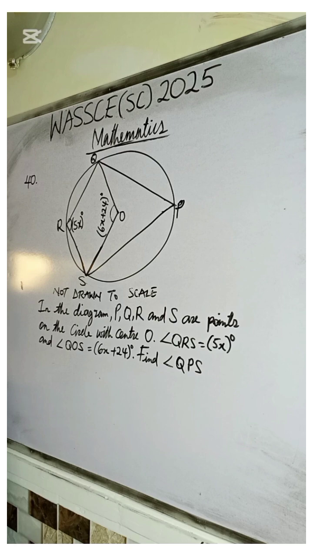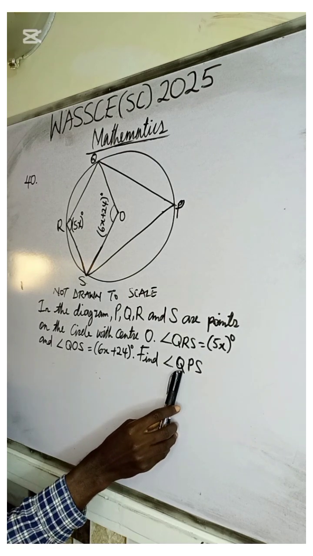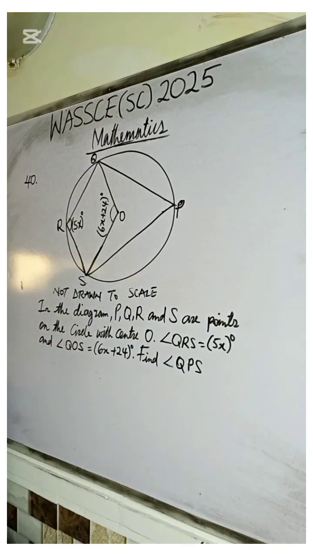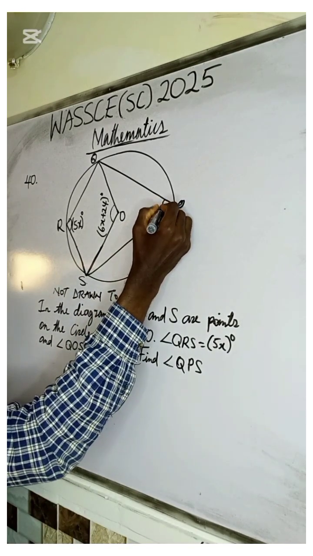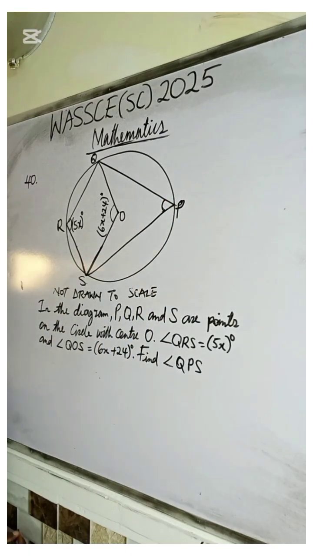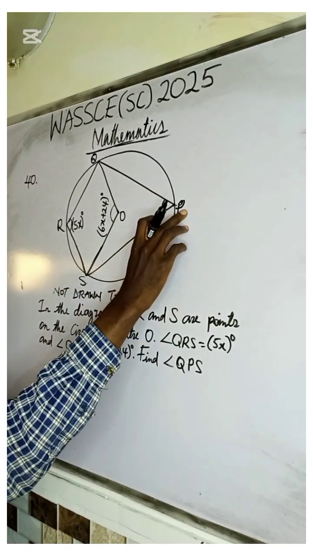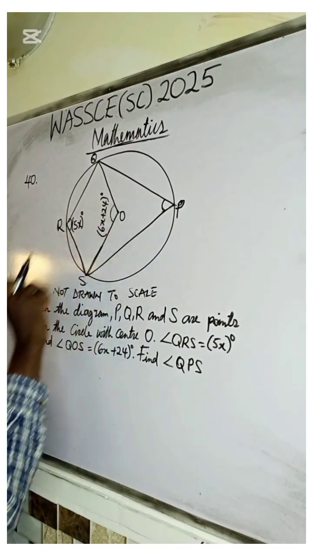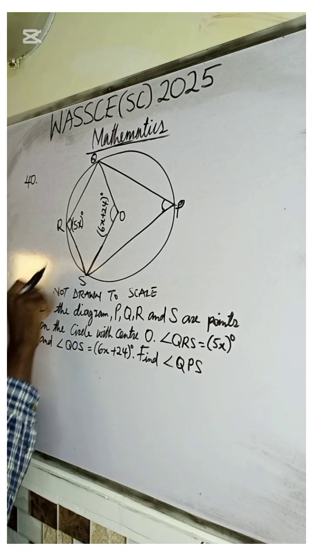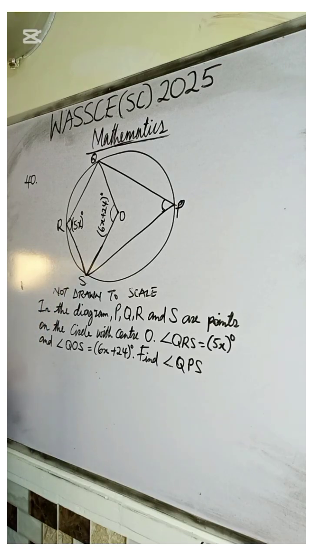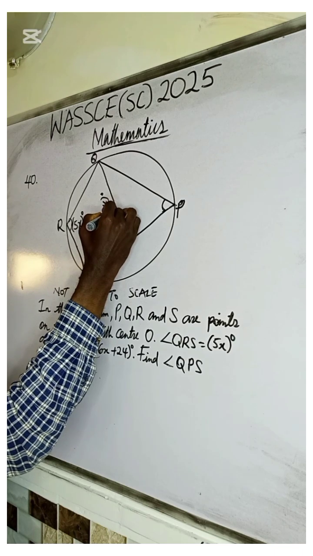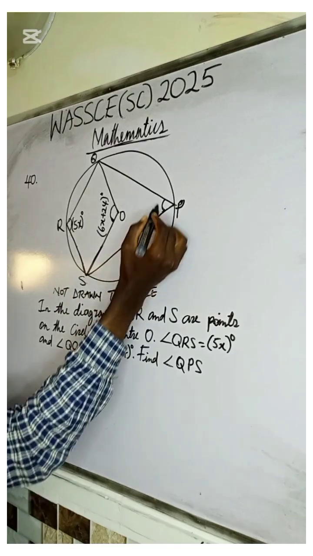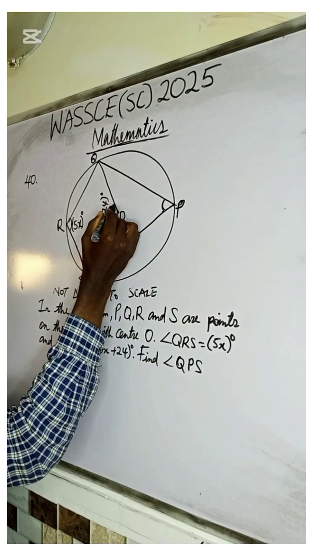We're asked to find the value of angle QPS, the angle at point P. So this is the required angle. Now, this is an angle at the circumference, and we can relate it with the angle at the center. We know that the angle at the center is twice the angle at the circumference. Before you relate them, you must ensure that they are facing the same direction. This can work with this.